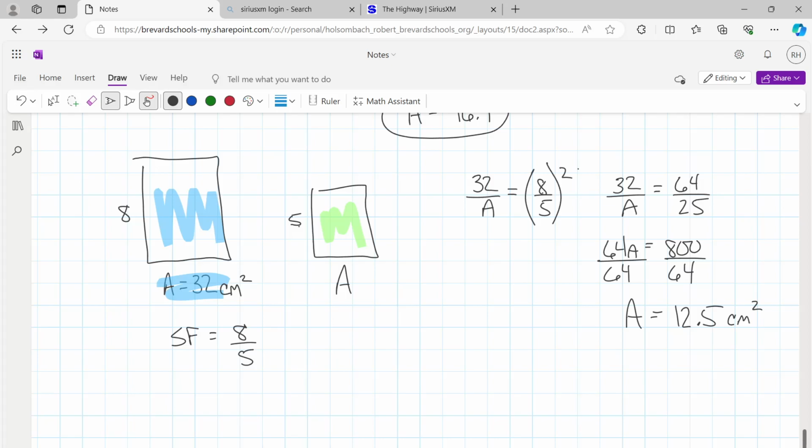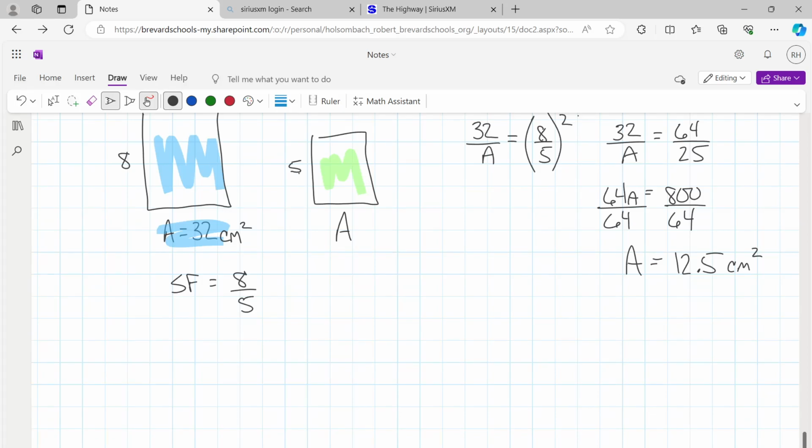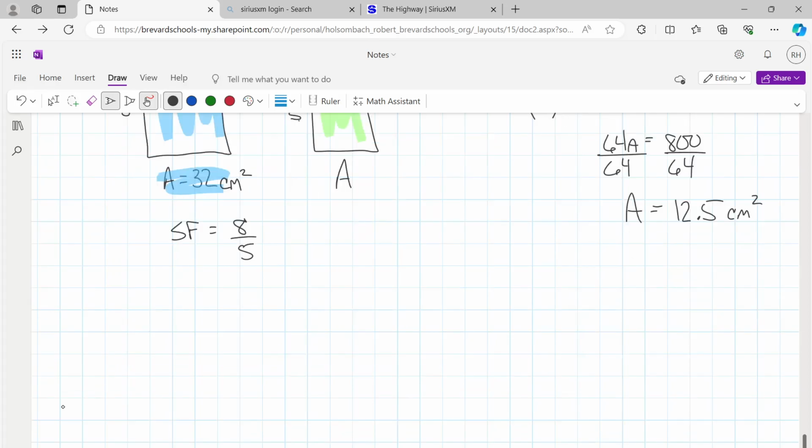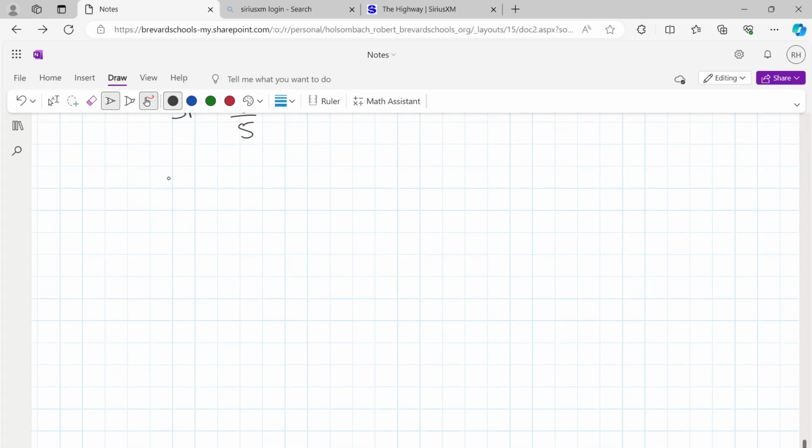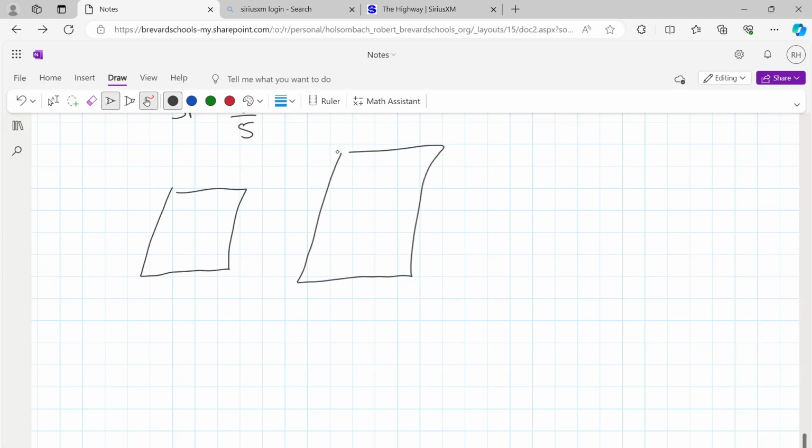Okay. Now, in example number 2, take a look at example 2. Using areas of similar figures. Now we're going to use the areas to find the scale factor, and then we're going to use the scale factor to find missing side lengths. So here's what we've got. We've got a couple of quadrilaterals again. You're told they're similar. We've got blue on the left and green on the right.